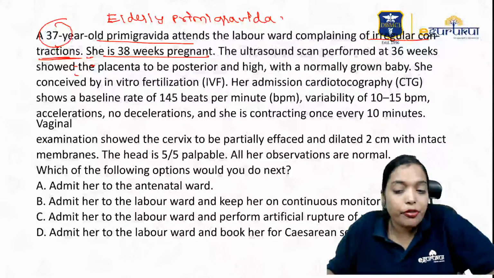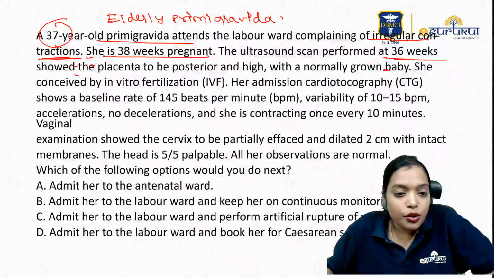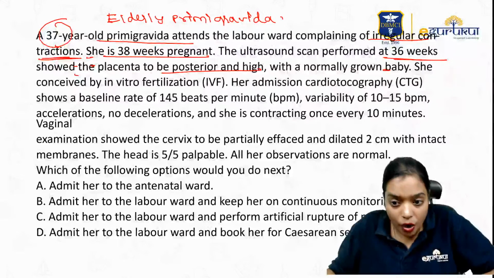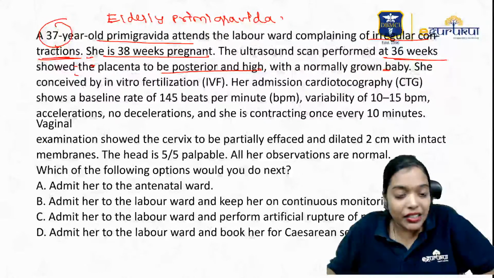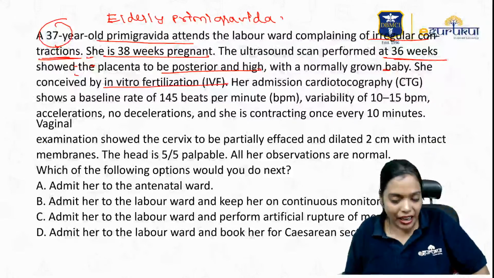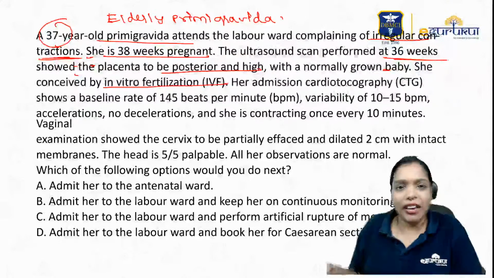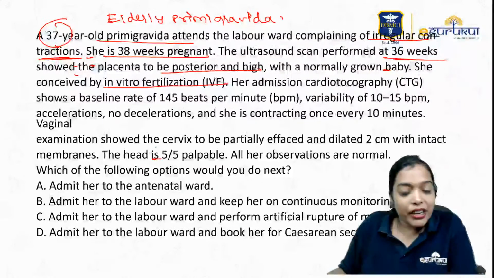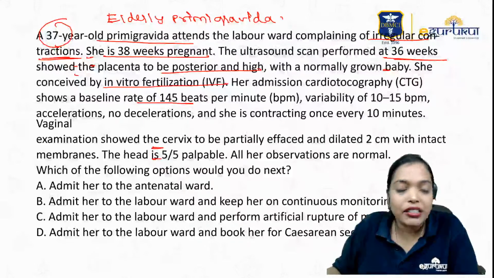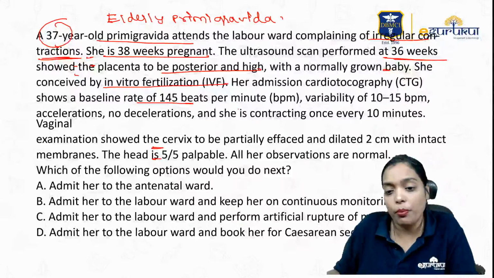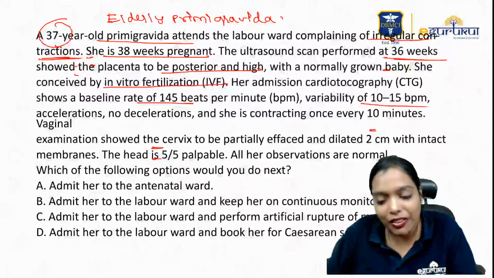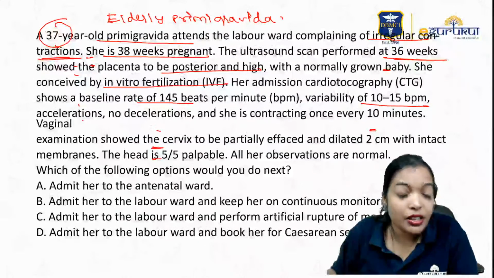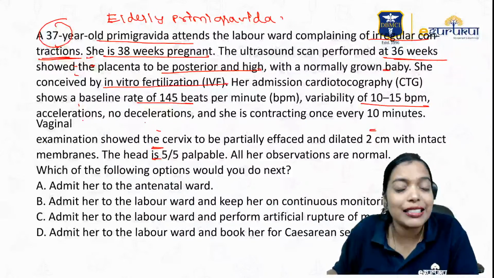The ultrasound scan performed at 36 weeks showed the placenta to be posterior and high with a normally growing baby. She conceived by IVF, expected actually, right? Elderly primigravida, most likely to be an IVF pregnancy. Her admission CTG shows baseline 145. Remember guys, baseline should be between 110 to 160, so a baseline of 145 is absolutely normal. Variability should be 10 to 25, so 10 to 15, good. There are accelerations and no decelerations. So on the whole, her admission NST is absolutely normal.